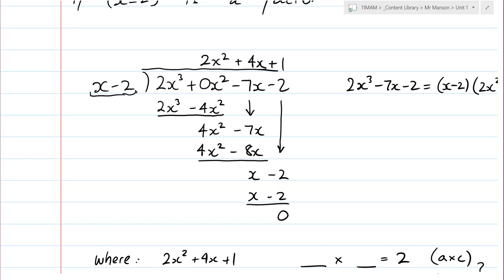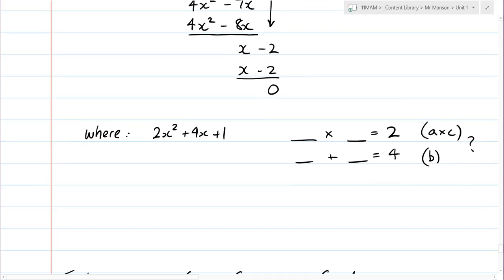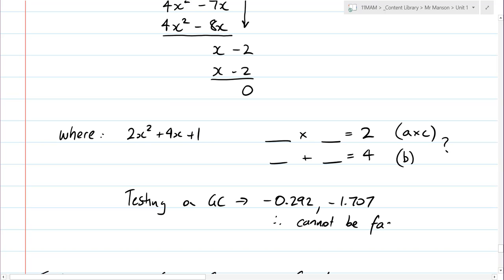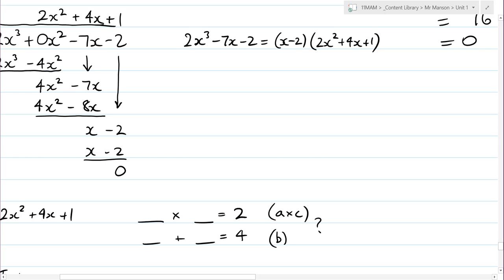So what does that mean in terms of factorization? It means that I really probably can't factorize it. So testing on GC gives me negative 0.292 and negative 1.707, therefore cannot be factorized, and that implies that this is our final answer.